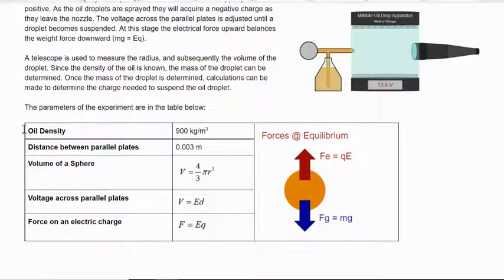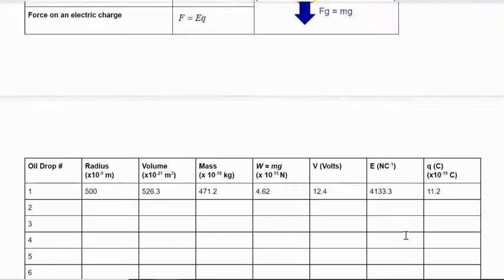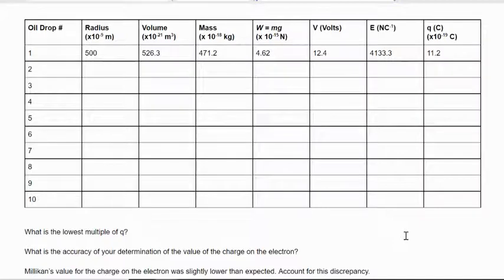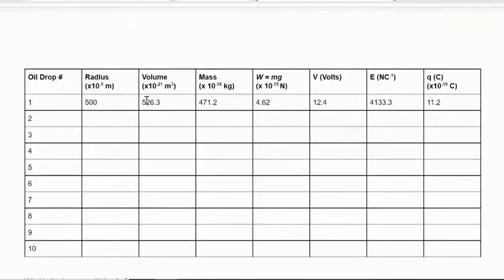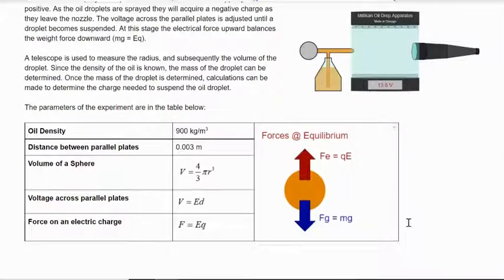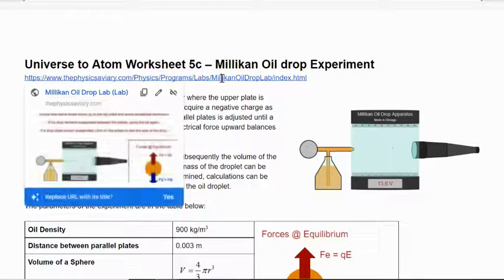The parameters that we're going to be using: the oil has a density of 900 kilograms per meter cubed, and that's just what the simulation uses. Also, the simulation uses a distance between the upper and lower plates of 3 millimeters. Just for reference, here are the formulas for a sphere, voltage across parallel plates, and the electrical charge. We're going to be recording our data in this table. Please note the units up here, so be very careful when we are calculating them. Okay, so let's start. I'll lead you through the first one.